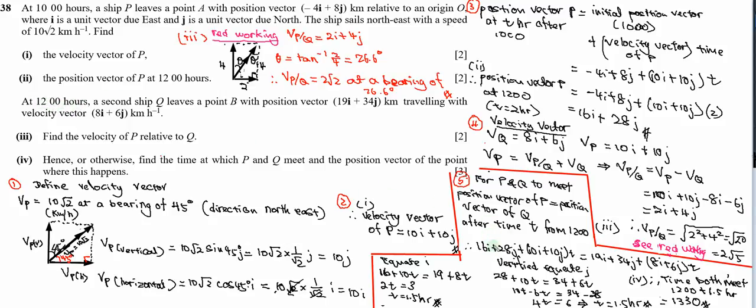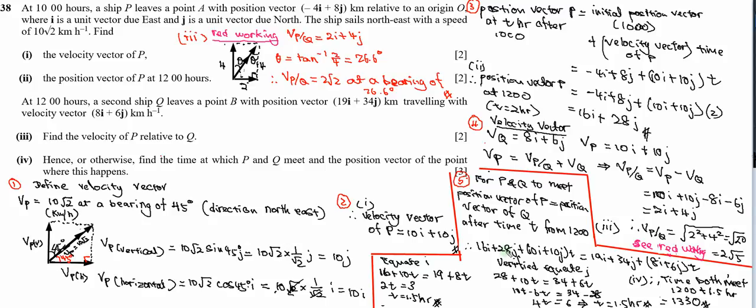So we're going to look at the position vector of P. At the 12 hour, the initial position vector of P is 10I plus 28J, plus the velocity vector of P, which is 10I plus 10J, multiplied by t. And for Q, you have the initial position vector, which is here, plus the velocity vector, which is taken from here, times t.